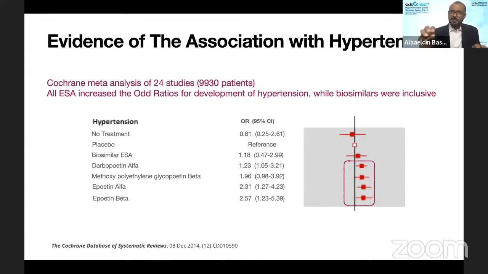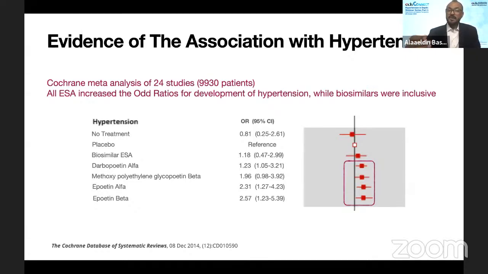And they compare those patients to patients who use the placebo. If you look at the placebo, which is the white dot in the forest plot, it's at the neutral line. While if you look at all the other erythropoietin stimulating agents, they were actually having increased odds ratios for development of hypertension. Minimum is around 23%. If you look at darbepoetin, the odds ratio is around 1.23. It means that there is around a 23% chance of developing hypertension in patients when we start darbepoetin.